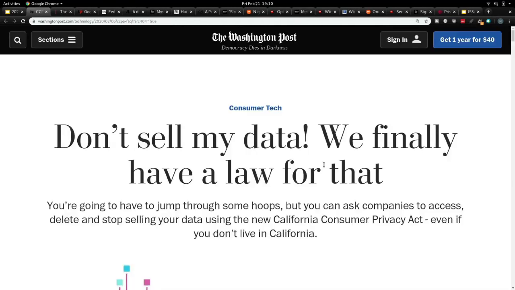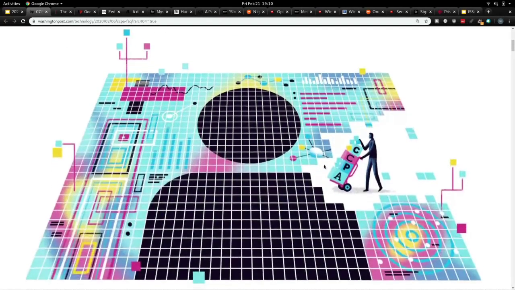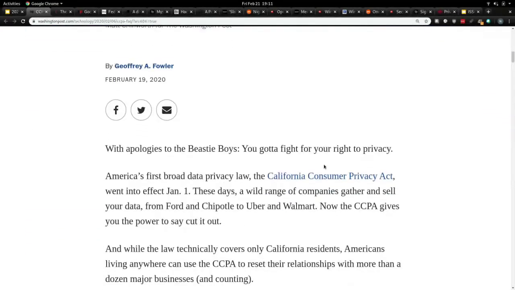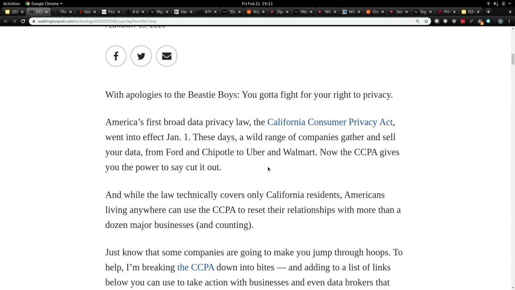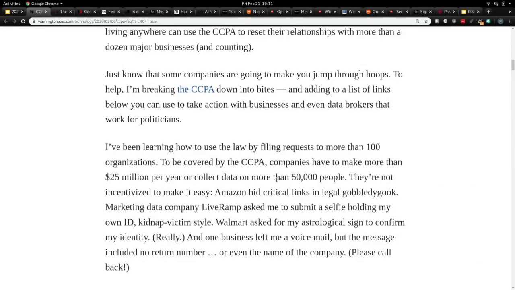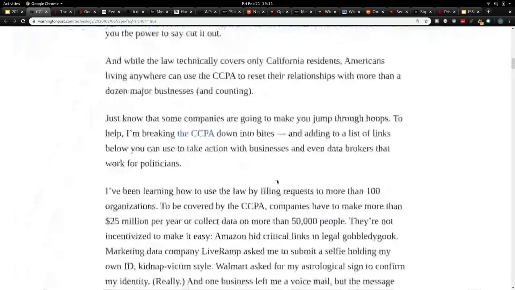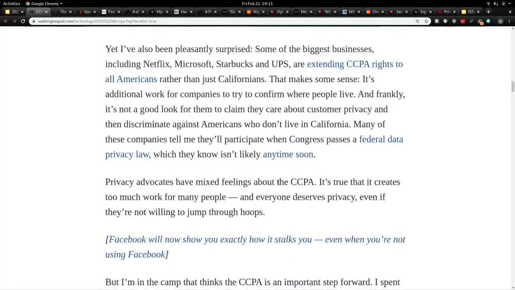Yeah. So this is just a quick article about California's Consumer Privacy Act, which went into effect on January 1st. Basically, it applies to companies that operate in California or have Californian citizens, and that make more than 25 million or have 500,000 people per year. Part of that act is that users can opt out of companies being able to sell their data. This author goes over some of the shenanigans, some of the barriers that companies put in to make it harder for people to opt out of them being able to sell their data.